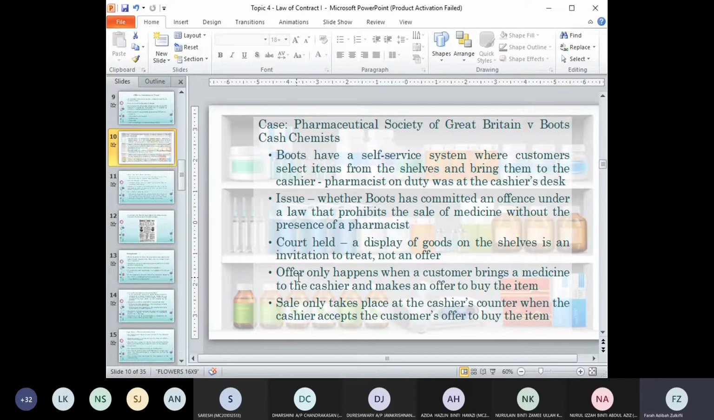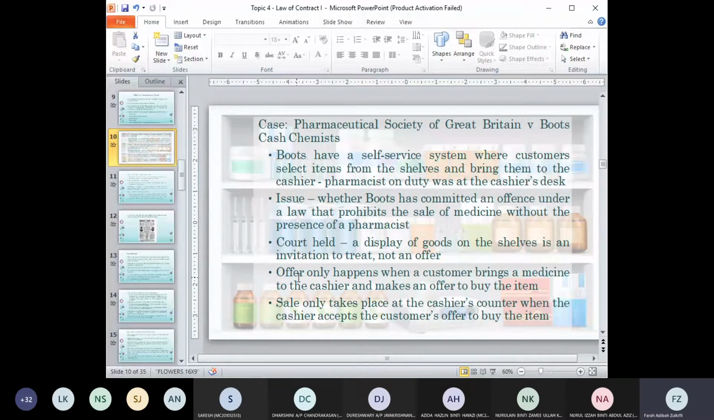In this case, the plaintiff said that when customers take the item from the shelf, they are making an offer. They said that when items are put on the shelves, the pharmacy is making an offer, so when customers take the item from the shelf, they are accepting the offer. That is the contention. But the court held that display of goods on the shelf is an invitation to trade, not an offer. So if the items are on the shelf, it's still not an offer.